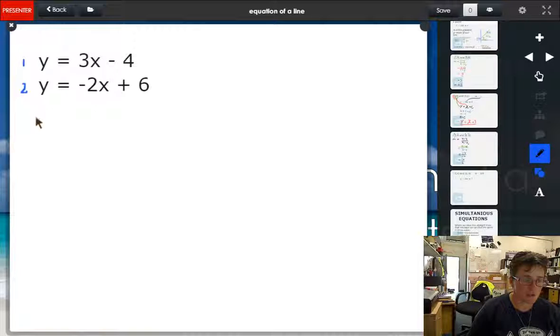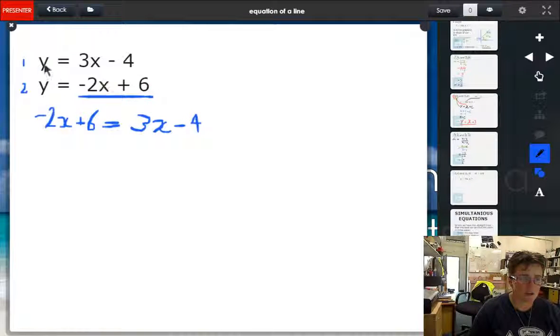So if we substitute this second equation in for the y in the first equation, this is what we get: -2x plus 6 equals 3x minus 4. So that's putting this part of this equation in to replace the y in the first equation. So now we solve that equation.